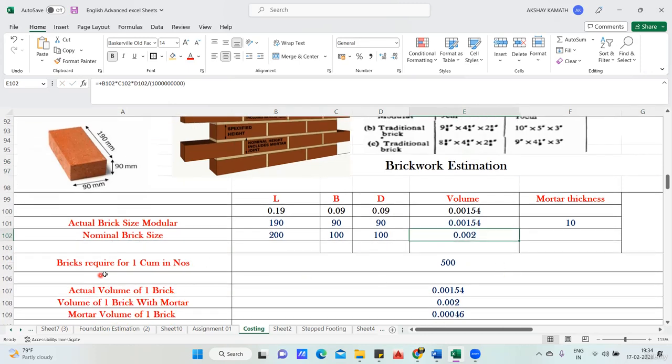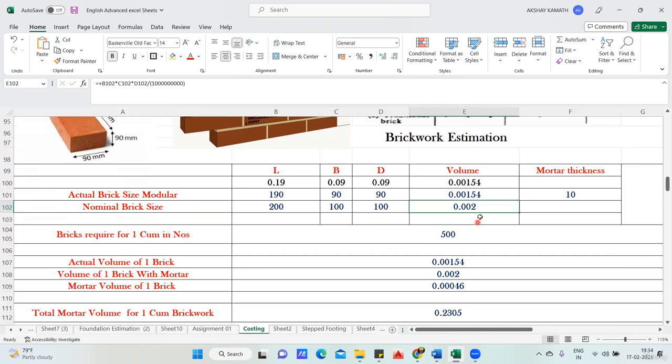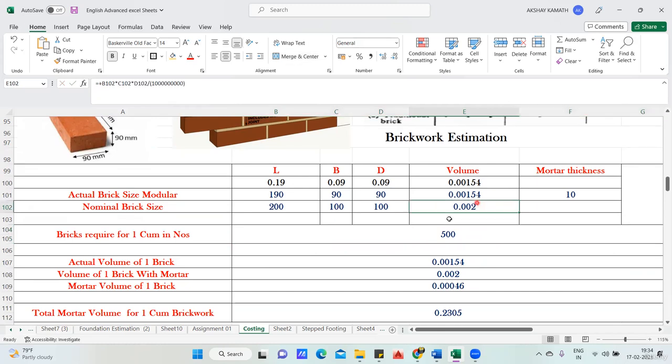Fine. Now I need to find how many bricks are required for 1 cubic meter. How will you find that? It's very simple. I have a volume here. If I divide 1 by this volume, it will give me the number of bricks. So what I have done, 1 for 1 cubic meter, divided by the nominal brick volume. So 1 divided by 0.002, which will be 500 numbers. So in your engineering days, you might have studied, or somewhere you might have found, that 1 cubic meter requires 500 bricks. So how did we get that? It's very simple. If you do 1 divided by volume, you'll get 500 bricks required for 1 cubic meter.